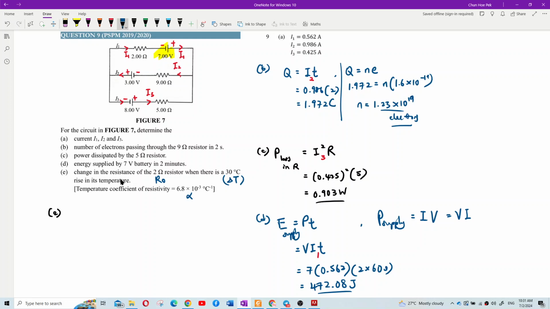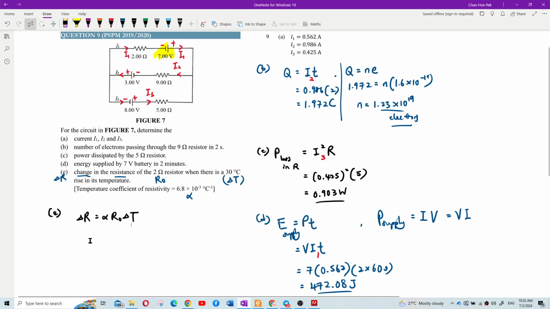Okay. So change in resistance means you need to find delta R. So actually, what's the formula? Delta R equal to alpha R naught delta T.